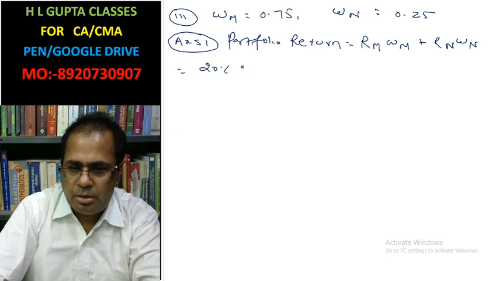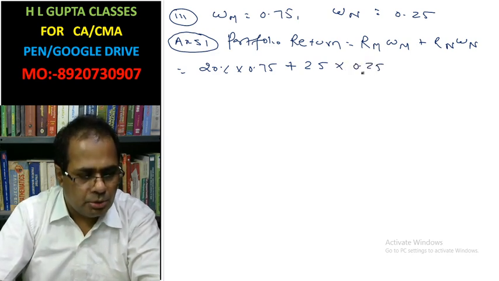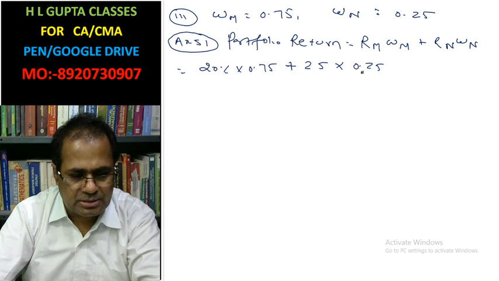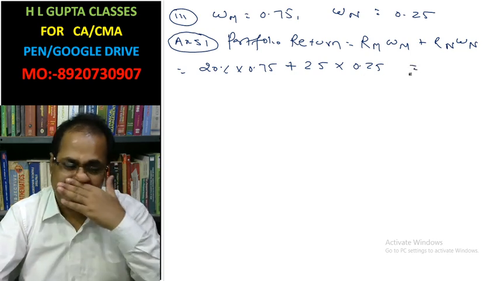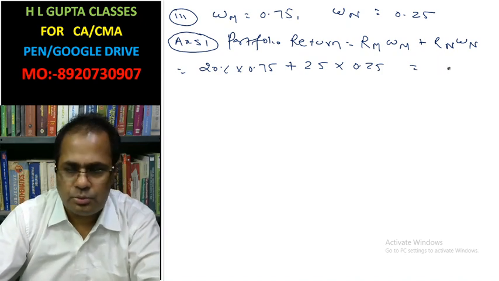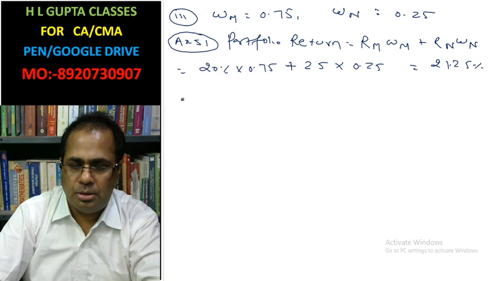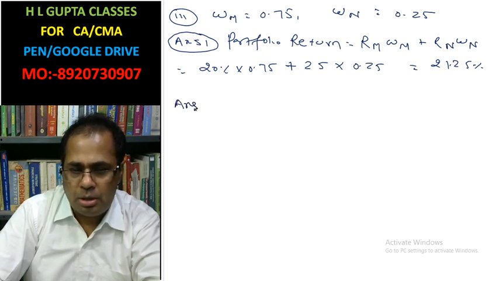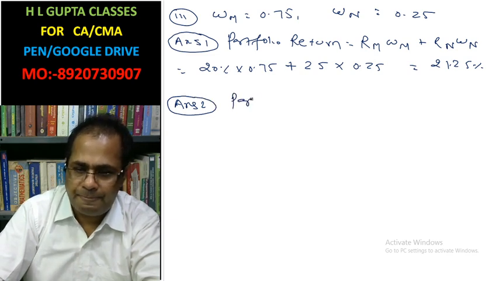20% into 0.75, 25% into 0.25. So your answer is 21.25%. Now the answer of the second part, portfolio risk.